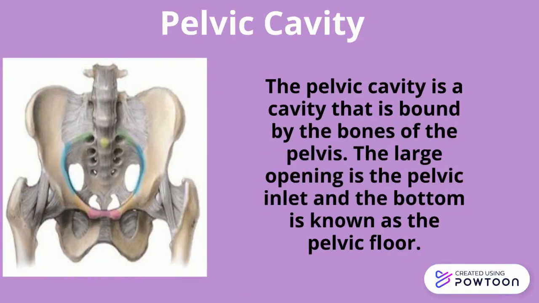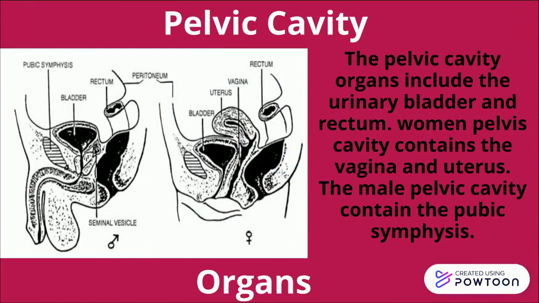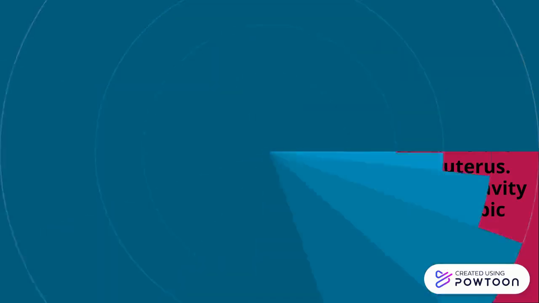The pelvic cavity is a cavity that is bounded by the bones of the pelvis. The large opening is the pelvic inlet, and the bottom is known as the pelvic floor. The pelvic cavity organs include the urinary bladder and rectum. In women, the pelvic cavity contains the vagina and uterus. In males, it is the pubic symphysis.